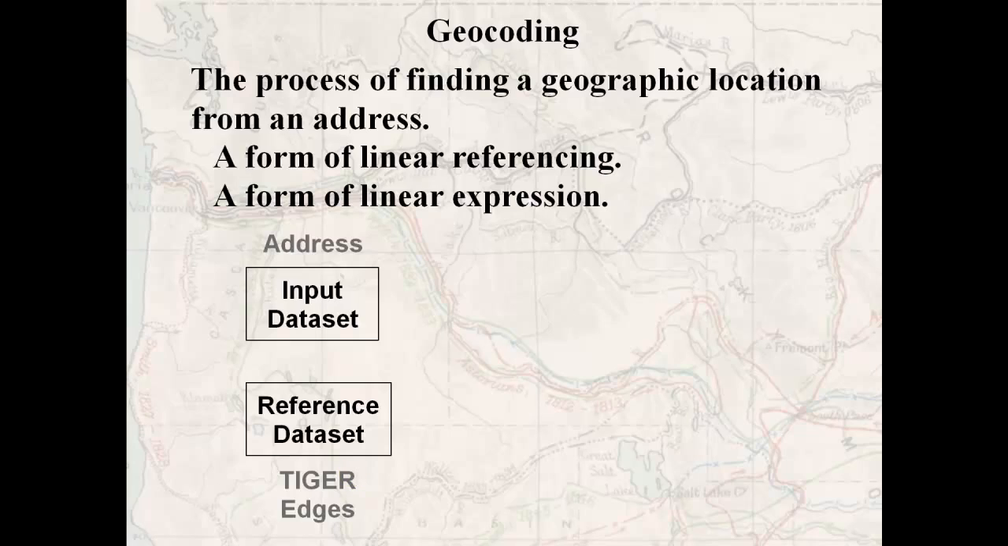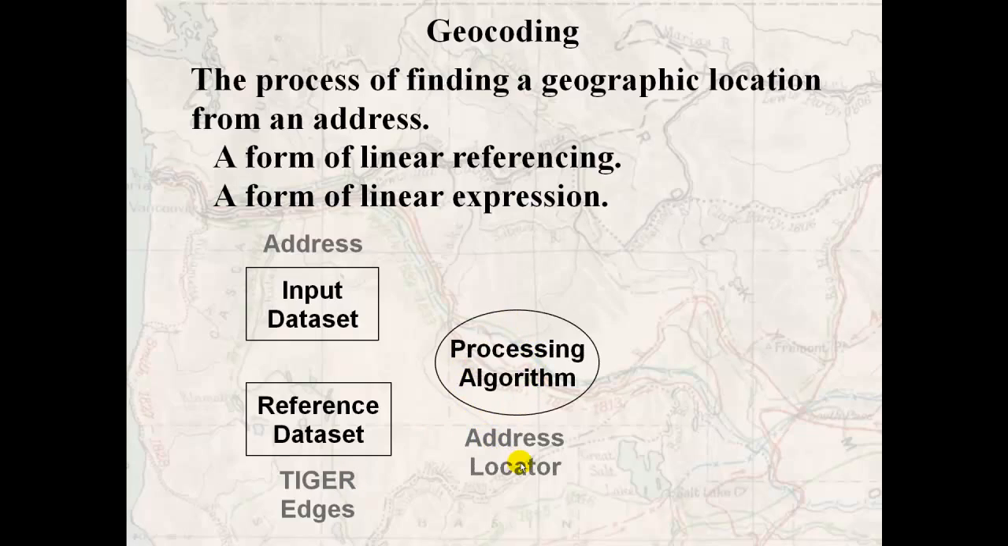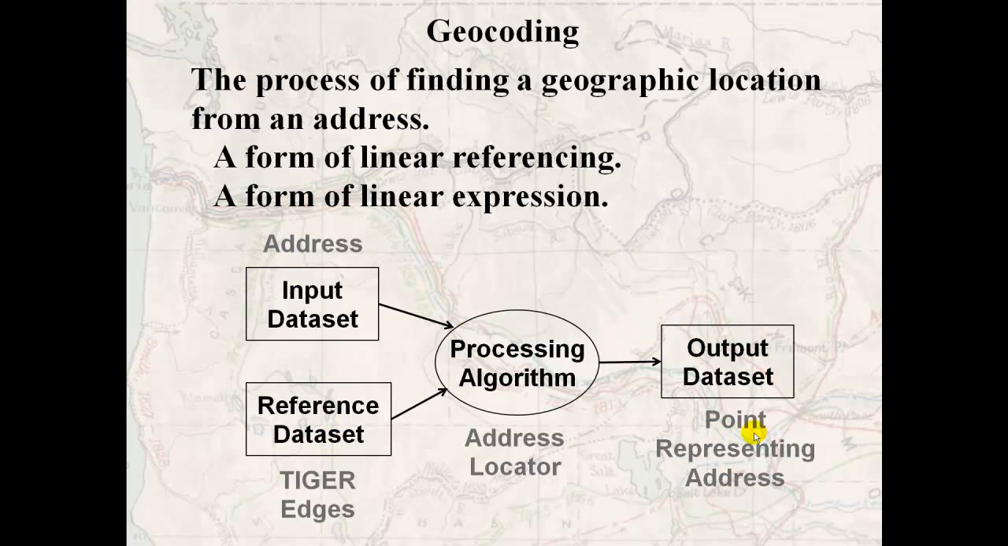so you can find addresses using these Tiger edges. You have to create something called an address locator, and what the address locator is going to do is take your address and, using an algorithm, look up in the edges where that address should be. There are a whole bunch of different kinds of locators you can make depending upon what the attributes in your attribute table are. But once you've created an address locator and you have a reference data set, you can give it an address, it'll look in the data set, and it'll provide a point, a vector point representing that address.